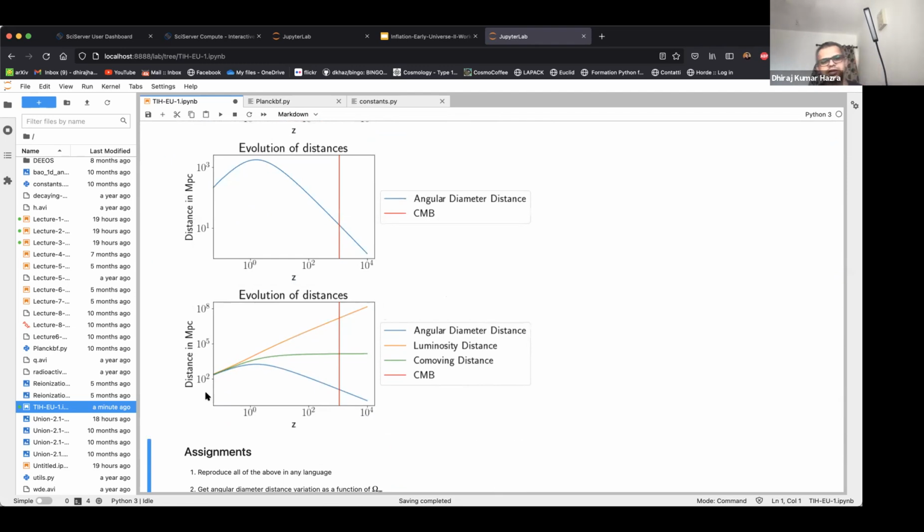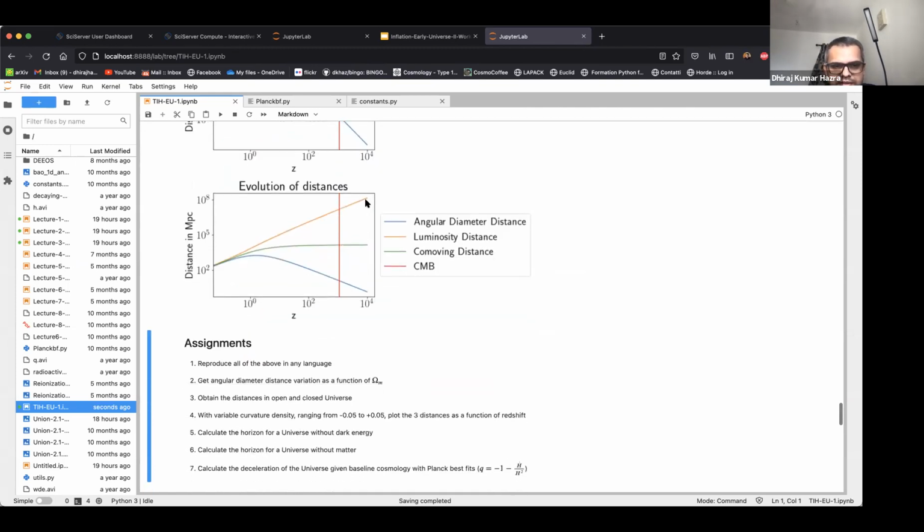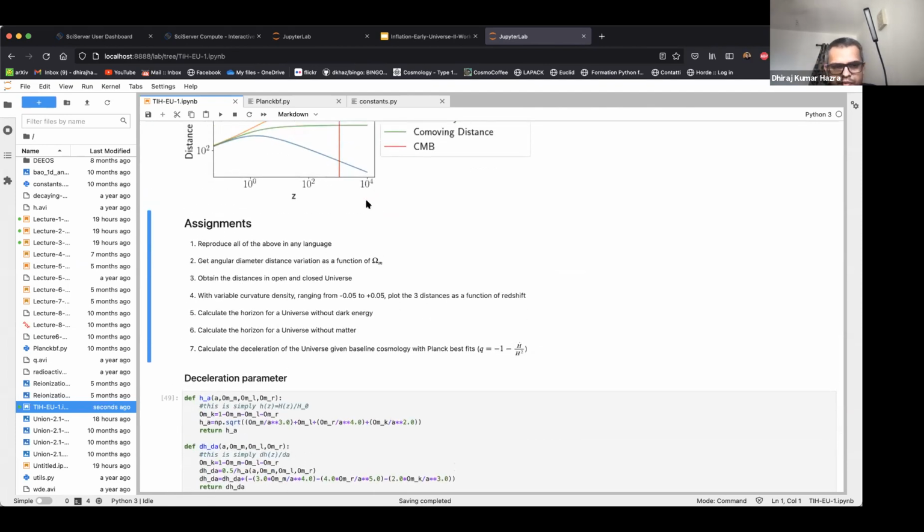As you can see, the angular diameter distance has two values of redshift where it is the same. If you take one line cutting through both of them around the peak, you will find that you have the same angular diameter distance to two different objects at different redshifts. This is something problematic, so we needed a better measure, as we discussed, which is called luminosity distance. This is what we usually use for supernovae, etc.